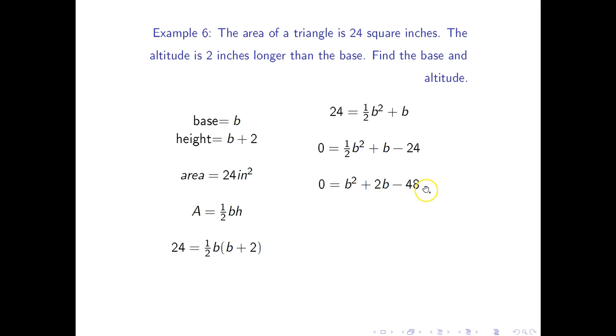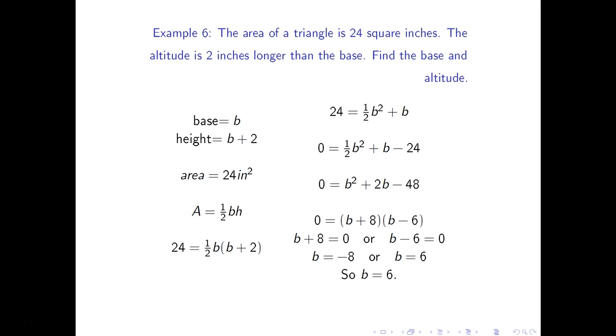Now to solve this, you can use the quadratic formula. You can factor, you can complete the square. Personally, I like factoring. If it factors, it's nice, but not everything factors. In this case, it does factor. And you can set each factor equal to 0 using the zero product rule. So b is equal to -8 or +6, but as we already know, b cannot be a negative number. Therefore, b is 6. So what's my height if b is equal to 6? Well, it's 2 more, so it has to be 8. So therefore, my base is 6 inches and my height is 8 inches.